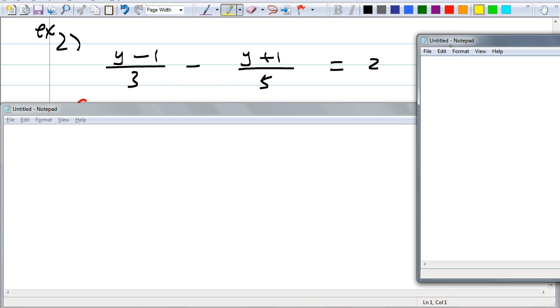Here's example 2. It says (y minus 1) over 3 minus (y plus 1) over 5 equals 2. Again, like Tajwar suggested, we could simplify the left side by making them have a common denominator and adding them together. But we have an equation. Since we have an equation, remember, what property tells you that you can multiply both sides by the same number and not change the answer? Multiplication property of equality, right? That tells us that we can multiply both sides by the same number. The equations will be equivalent.